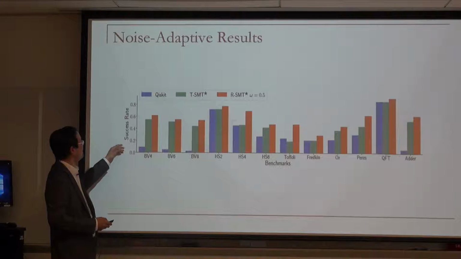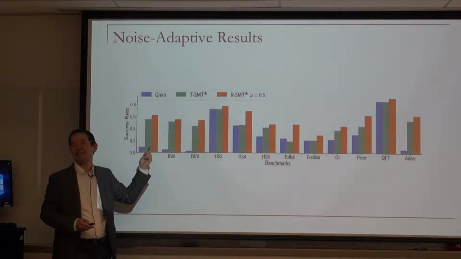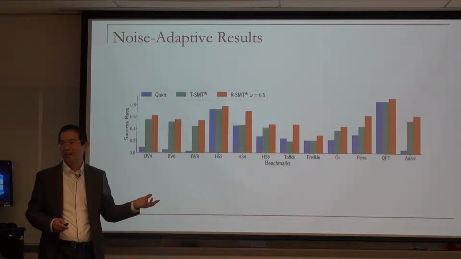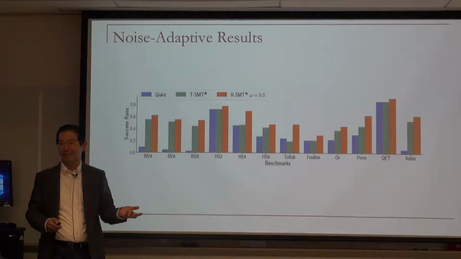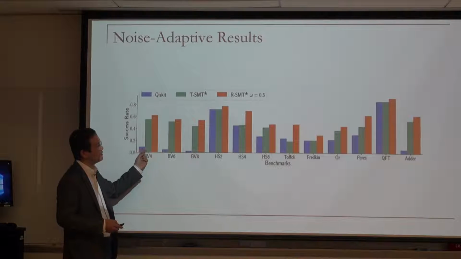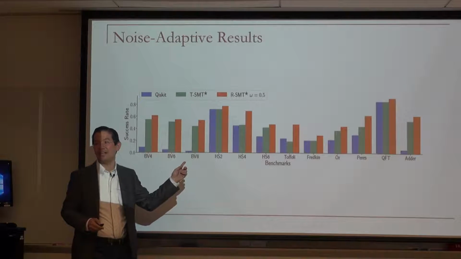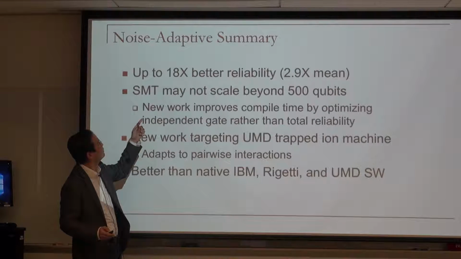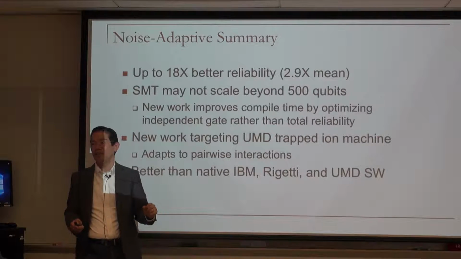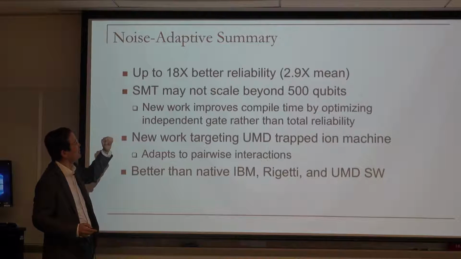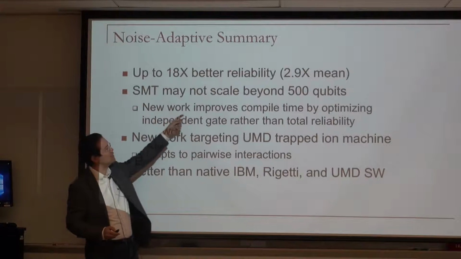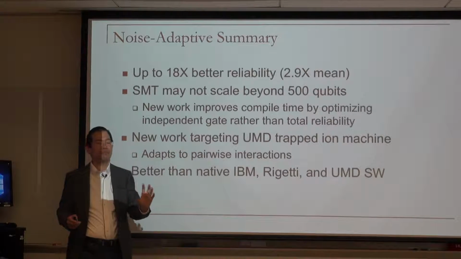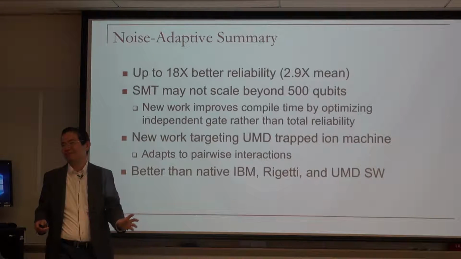Okay? And what you see is that, okay, up is better. That's the success rate, meaning if you take 1,000 shots, typical on an IBM machine, how many of them have the correct answer, right? And you see that's substantially better, right, than the native IBM software. Average about 3x, right, up to about 18x better reliability. At the moment, that version of it doesn't scale very well, so it gets up to about 500 qubits, which is actually pretty far in the future.